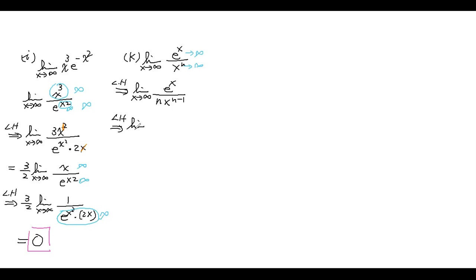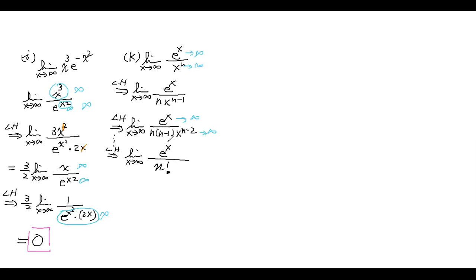Then here, x approaches infinity. This is e^x again, right? Then this is n(n-1)x^(n-2). So you put it here, and this is still infinity over infinity. As you know, you need to use L'Hopital's rule many, many times, right? So what is L'Hopital's rule till the end? After you take all n derivatives, this will be e^x, and the bottom is n factorial, right?